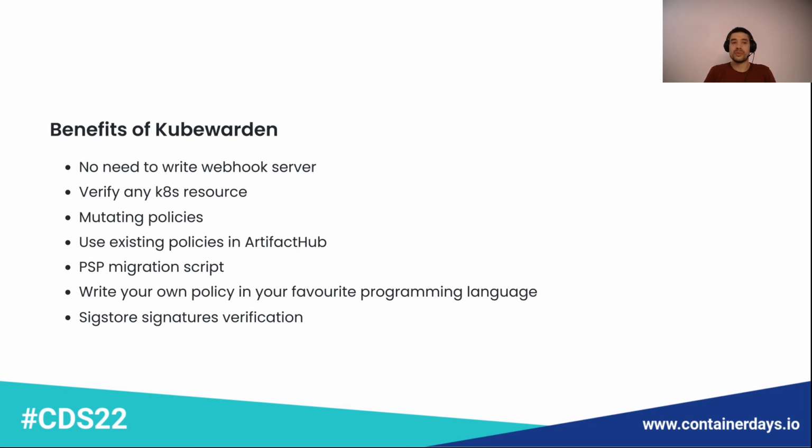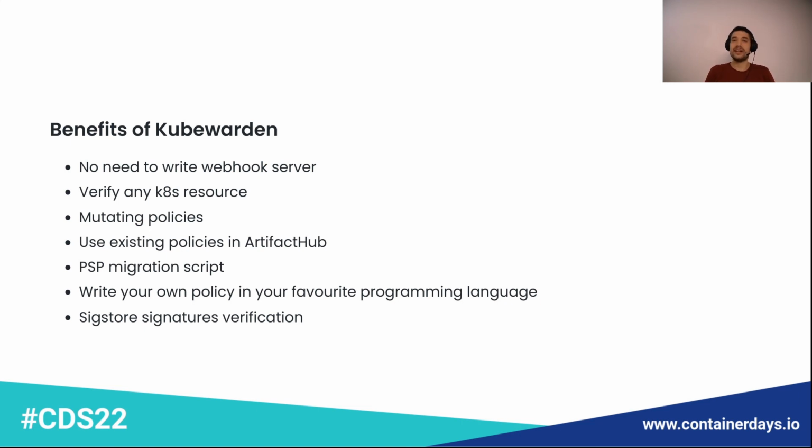It also has support for mutating policies, so you can mutate requests. There are already a lot of policies defined in Artifact Hub. You have all the PSP replacements and many more. So before writing your own policy, please go to Artifact Hub and check if someone already wrote a policy for that, so you can reuse it. If you are using PSP, you have seen how easy it is to migrate. You just run the migration script and that's it. You have the relevant Kubernetes policies.